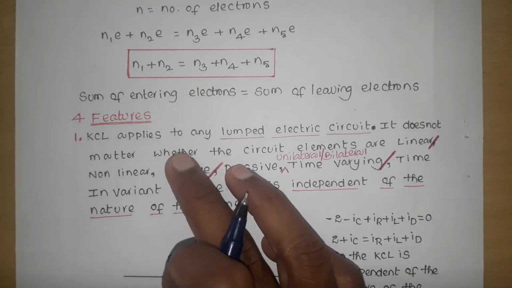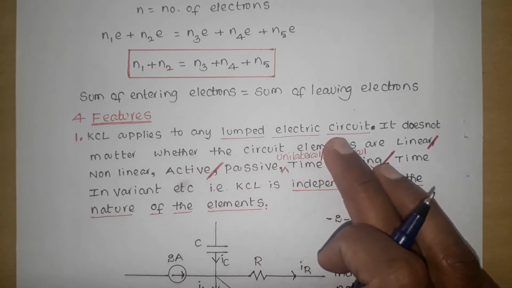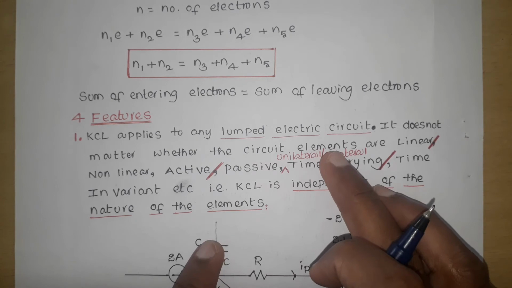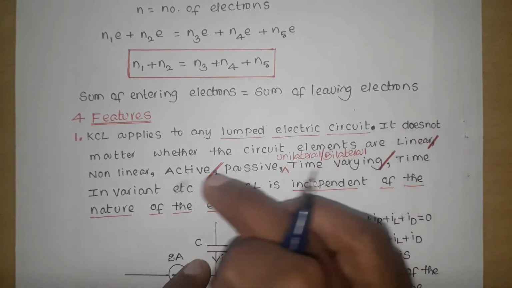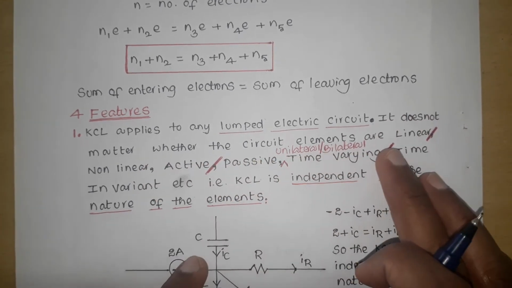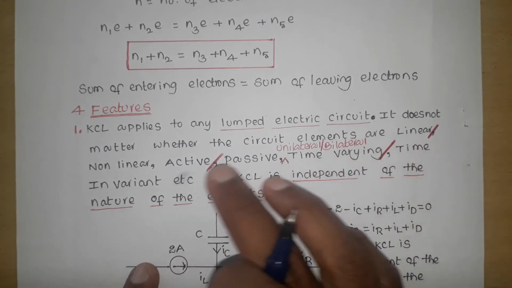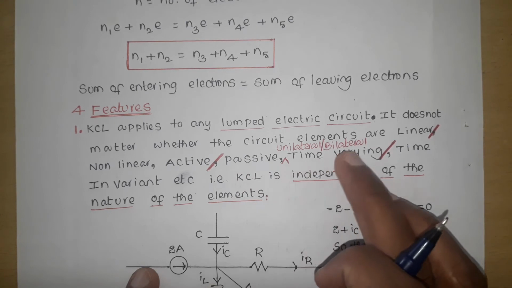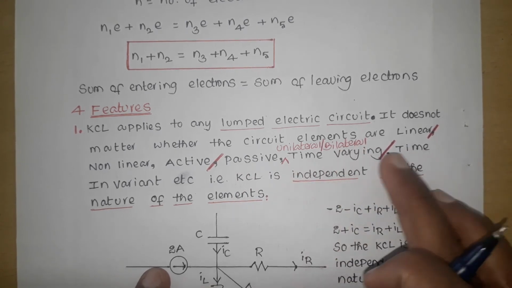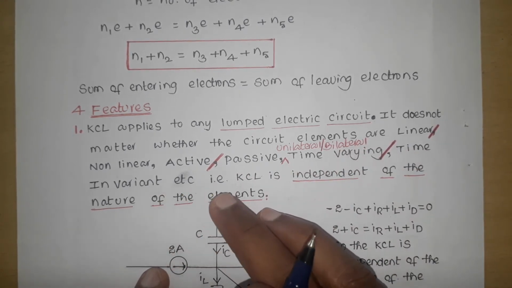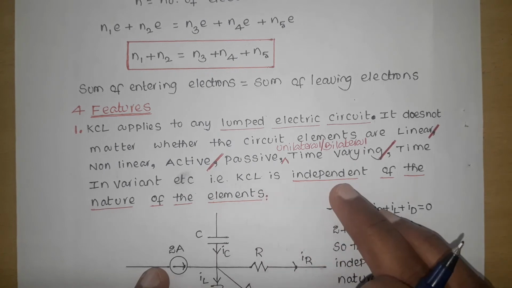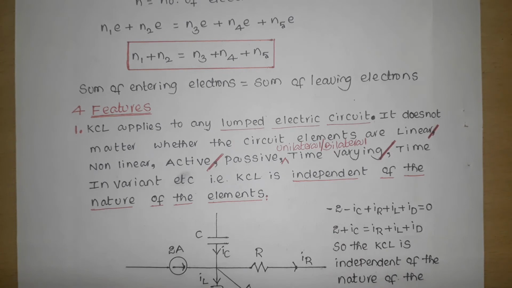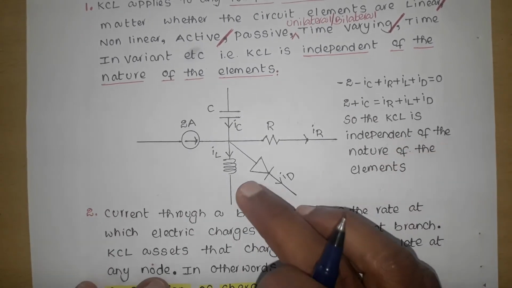KCL applies to any lumped electric circuit. So we can apply KCL and KVL only for lumped circuits, not for distributed circuits. It does not matter whether the circuit elements are linear, non-linear, active, passive, unilateral, bilateral, time varying, time invariant, etc. That is, KCL is independent of the nature of the elements. We can understand this point by taking this example.